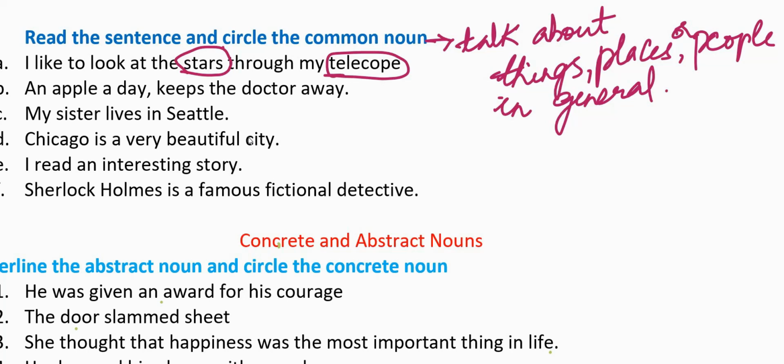In the second example, an apple a day keeps the doctor away. Can you identify what are the common nouns? Apple is one common noun because I'm not talking about a specific apple. All the fruit names can be common nouns. And the second common noun in this sentence is doctor. I'm not referring to a specific doctor.